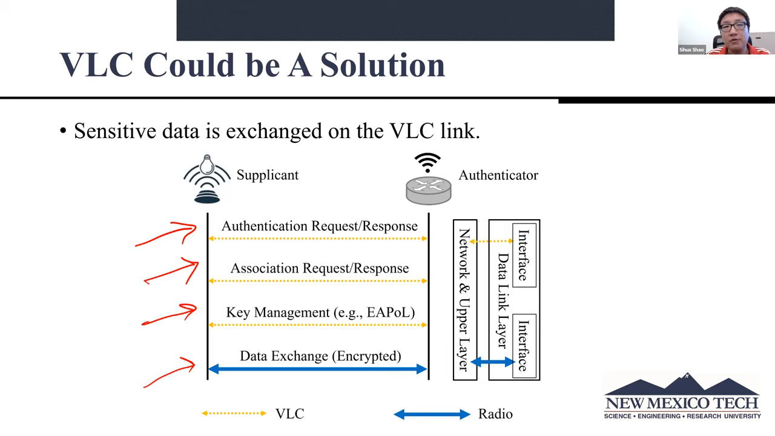There are many different ways to implement such traffic redirection. One way is to implement it in the data link layer using different interfaces, like one interface card used for optical communication and one interface card used for radio communication. And then we aggregate this traffic to the network layer and upper layers, like the TCP layer and application layer.